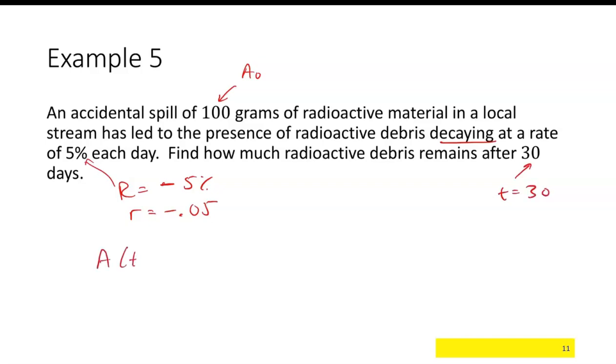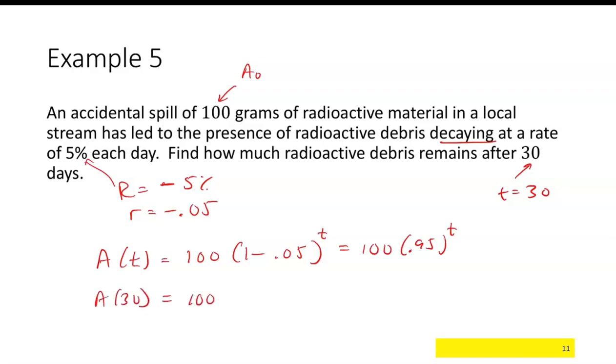So my formula for the amount after t days is going to be, I started with 100 grams, and it'll be 1 minus 0.05 to the t. So 100 times 0.95 to the t. So the amount after 30 days is going to be 100 times 0.95 to the 30th.